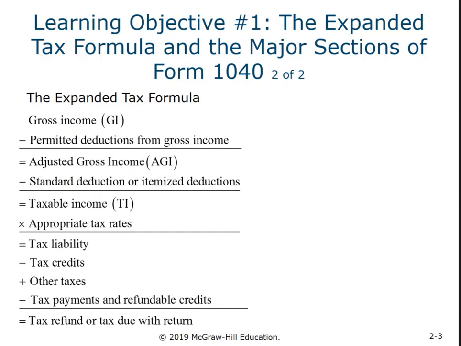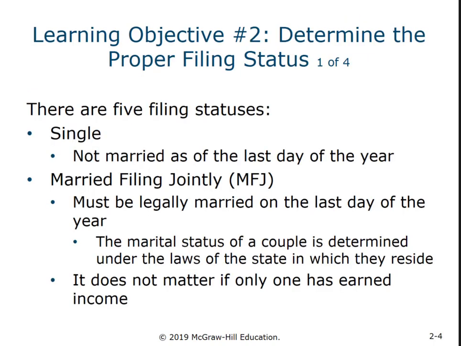So one of the things about getting your tax liability, but also determining your standard deduction, is your filing status. And that's the next thing we need to review now that we understand a little bit about AGI. So we have 5 filing statuses. Single and married filing jointly are 2.